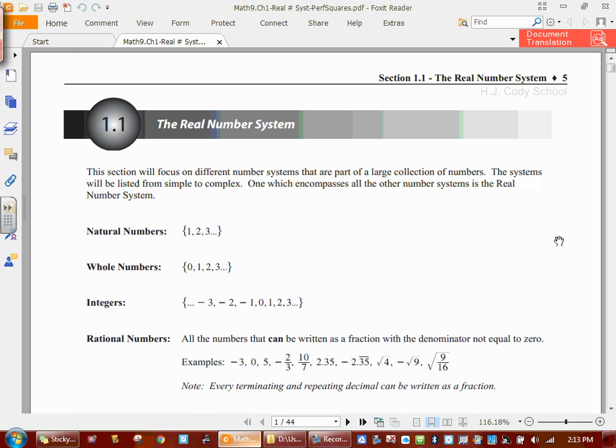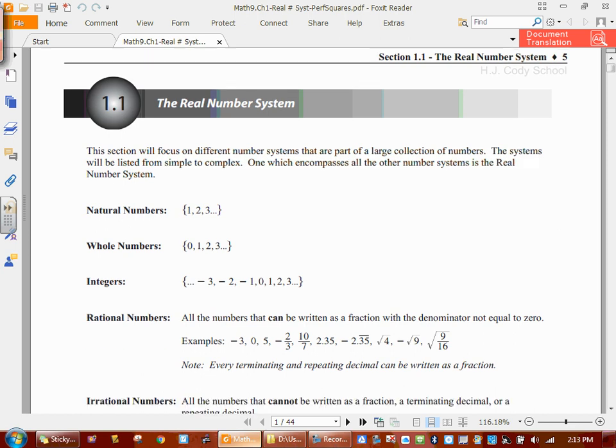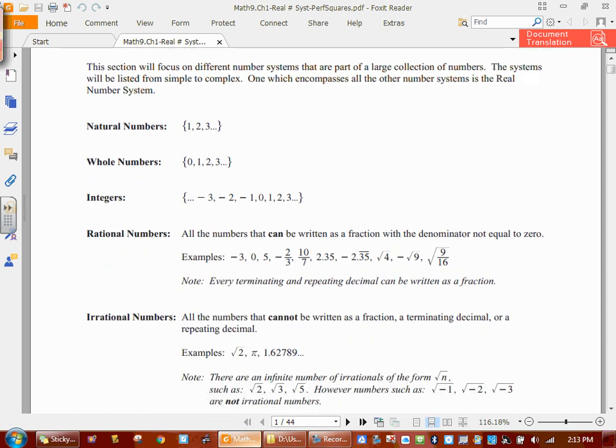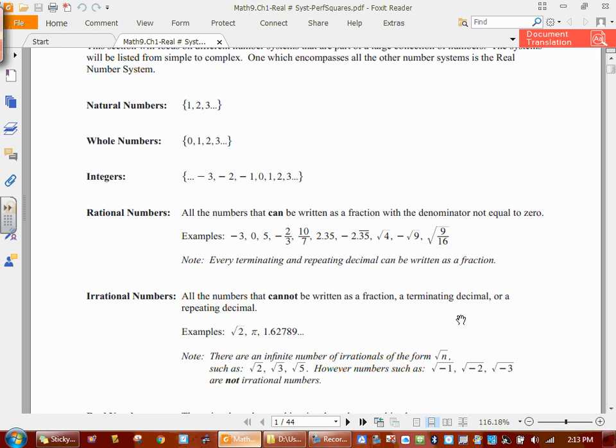Welcome to Unit 1, Powers and Roots. We're talking about the real number system. As we've discussed with our symbols, we are now going to talk about it here. We have natural numbers. This is our smallest group of numbers. They are the counting numbers.